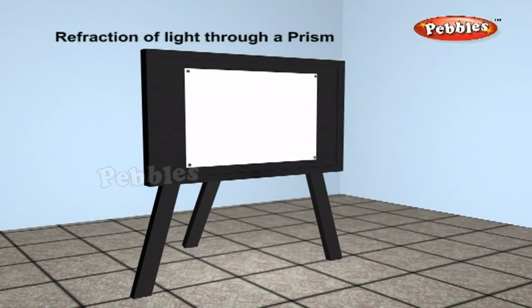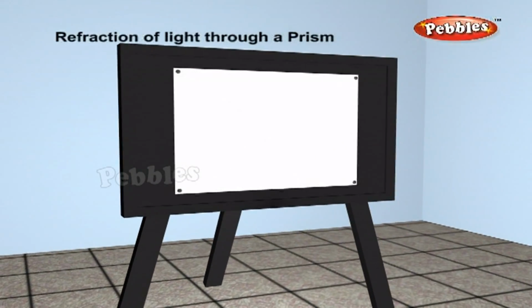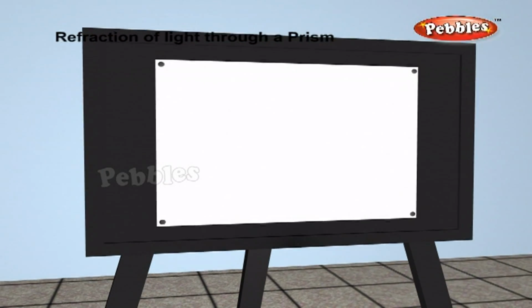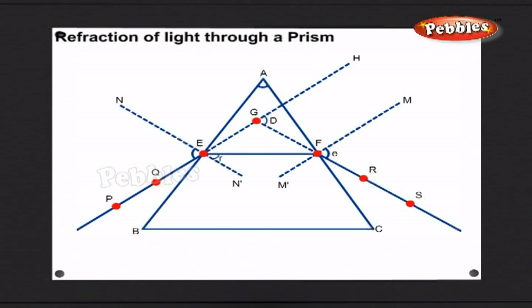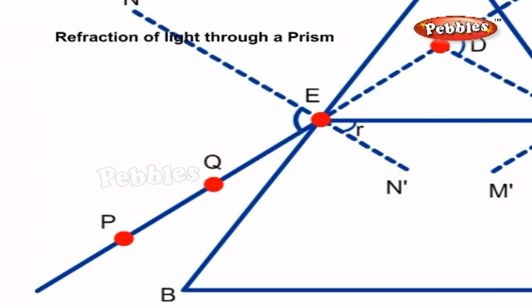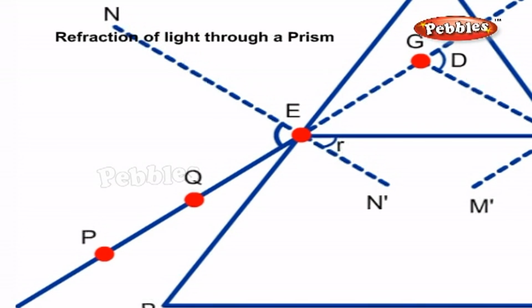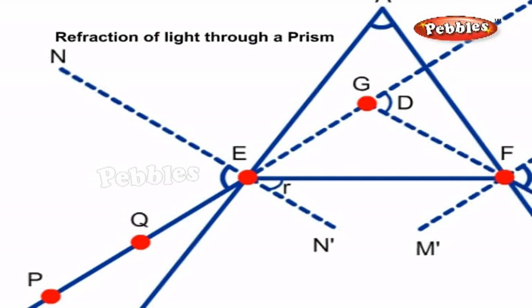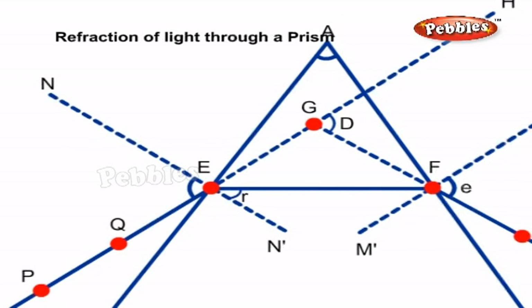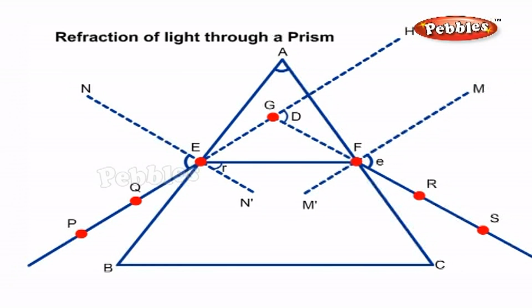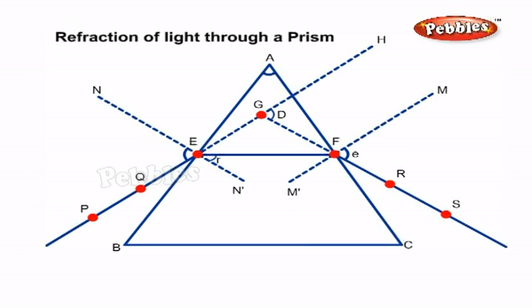Fix a sheet of white paper on a drawing board using drawing pins. Place a glass prism on it in such a way that it rests on its triangular base. Trace the outline of the prism using a pencil. Draw a straight line PE inclined to one of the refracting surfaces, say EB, of the prism. Fix 2 pins, say at points P and Q, on the line PE.